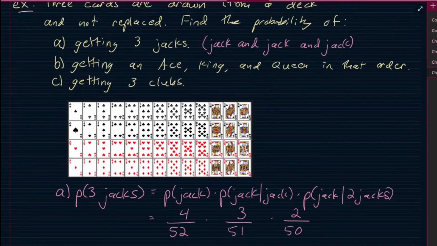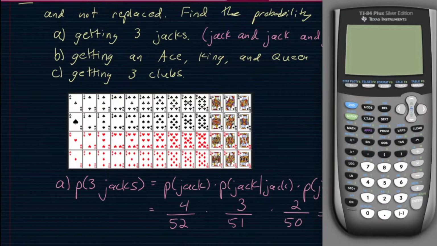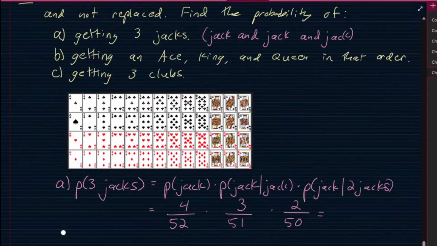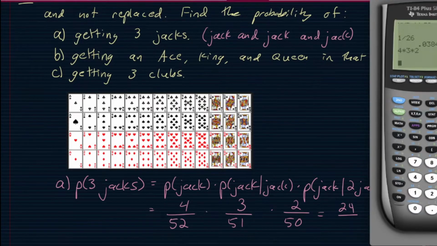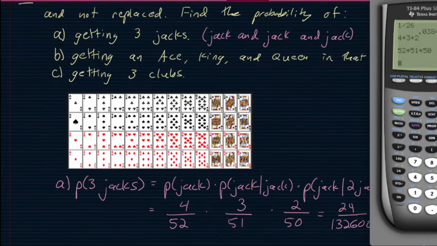So this is pretty tough. This idea definitely gets really hard to wrap your head around sometimes, or at first, I should say. And the notation could be confusing as well. So what do we get here? 4 times 3 times 2, it's 24 out of 52 times 51 times 50, which is 132,600. And I guess whatever this fraction reduces to, we'll figure out what it is as a decimal.